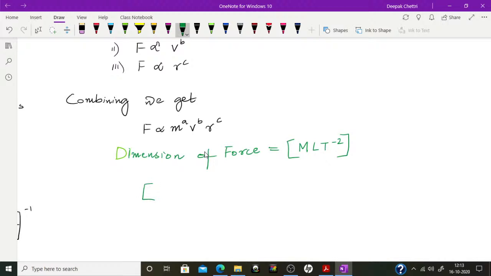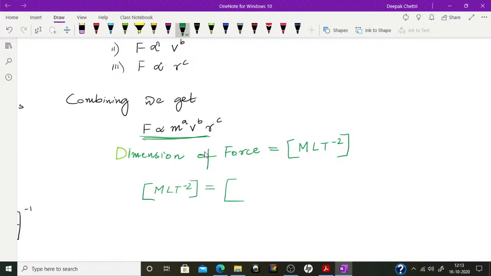In this formula I'll substitute the dimension. Instead of writing force, I will write the dimension of force. It's m l t minus 2. There is a directly proportional sign here. I'll remove the sign for now. Let us call it equal to.